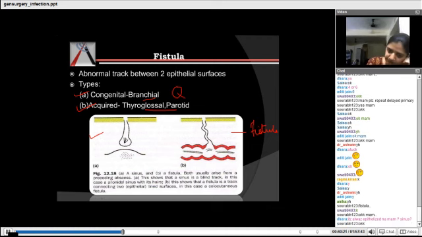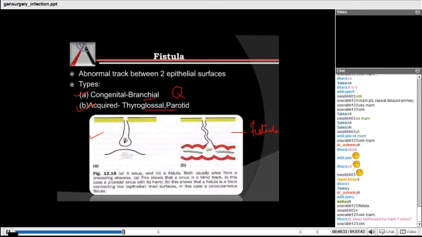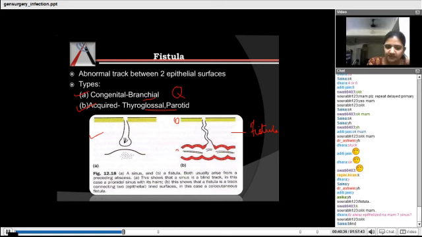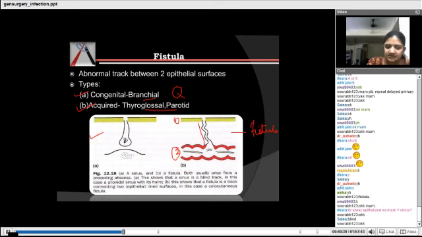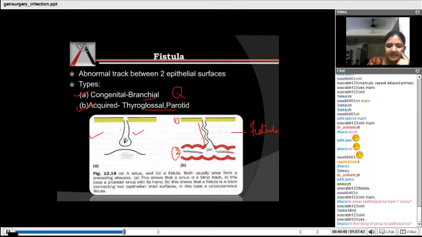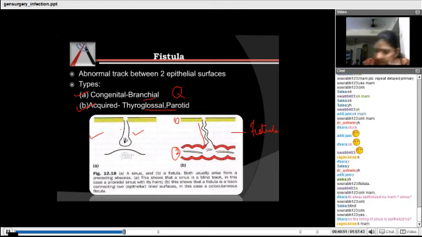Both are between epithelial surfaces. The only thing is, a sinus is only an opening from one epithelial surface, while a fistula could extend between two surfaces. See, this is one epithelial surface and this is a second epithelial surface. So you see a tract running between the two, that is a fistula. This is a sinus. The sinus is a blind tract. Clear?